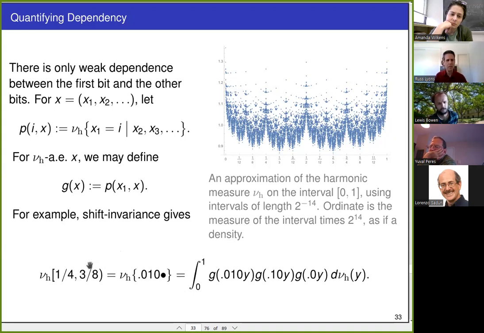So let's consider the harmonic measure of the interval 1/4 to 3/8. These are the numbers in base 2 that begin 0, 1, 0, and after that, anything. We can use g to get a certain formula. Because of shift invariance, whatever follows this has the same measure under nu_h. Call that y. So we take nu_h of y. Then we say, well, there was a 0 before that. What was the chance that there was a 0 before that if everything else was y? By definition of g, it was g of 0.0y.